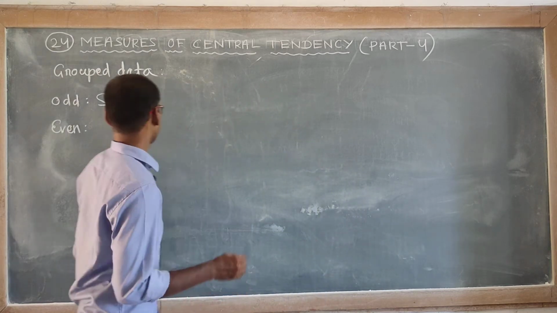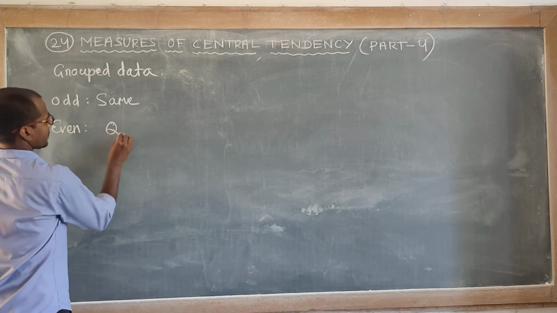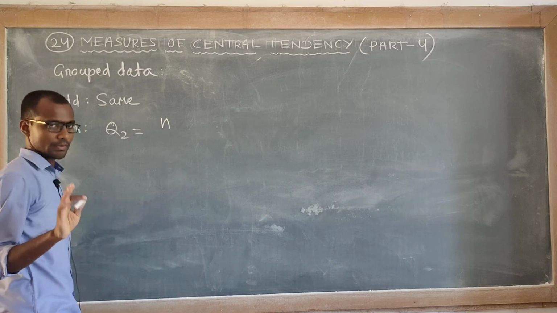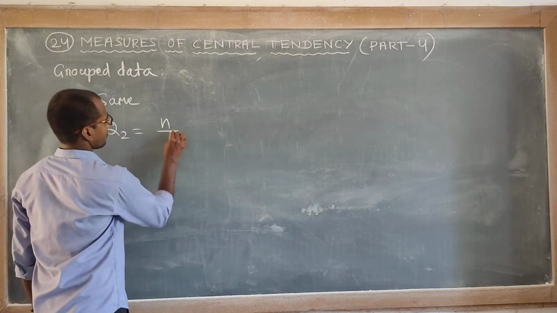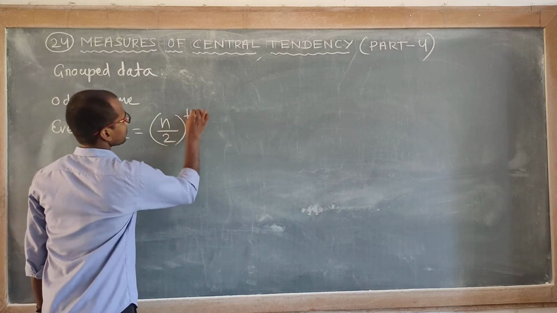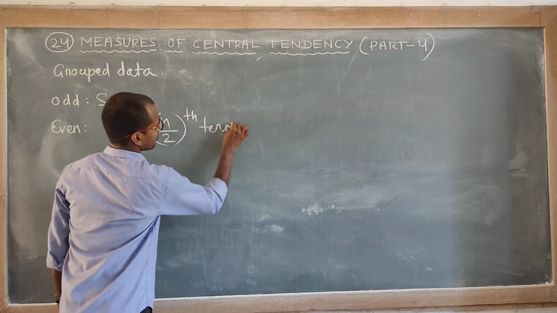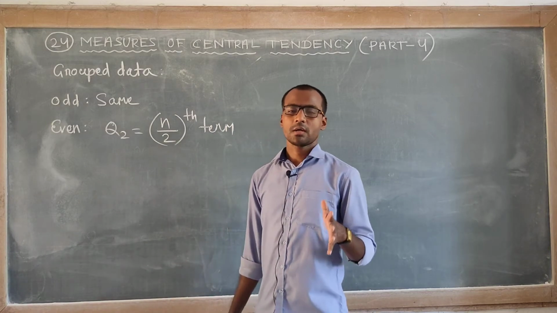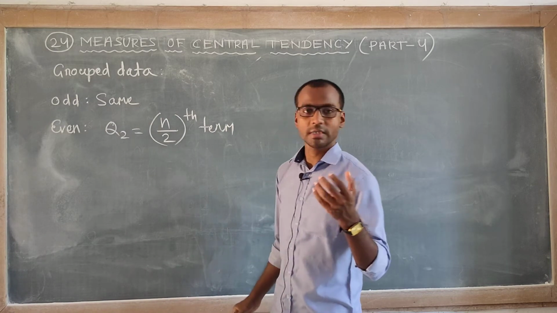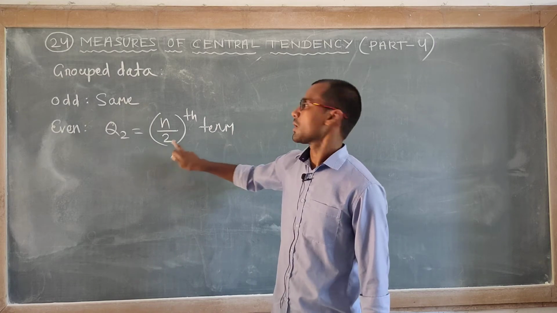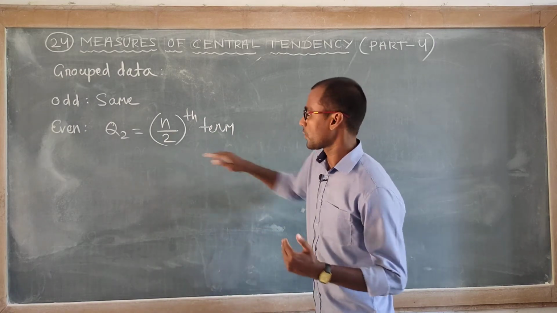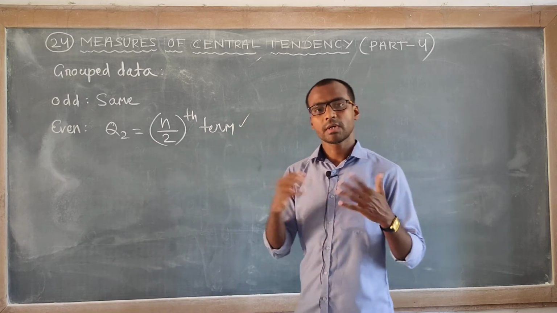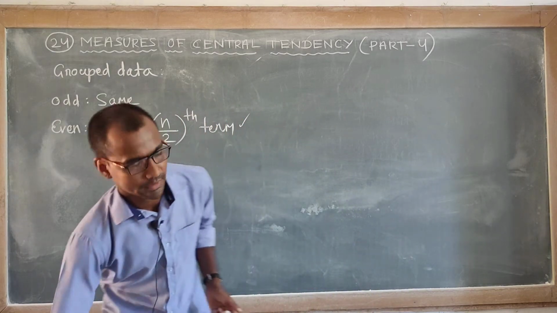A slight change. So median, or Q2, is equal to the n by 2 term, where n is even. In the case of ungrouped and untabulated data, the formula was different: n by 2 term plus n by 2 plus 1 term, whole by 2. But here it is simply the n by 2 term. This is the only difference. Remaining everything is the same. So let us take an example.